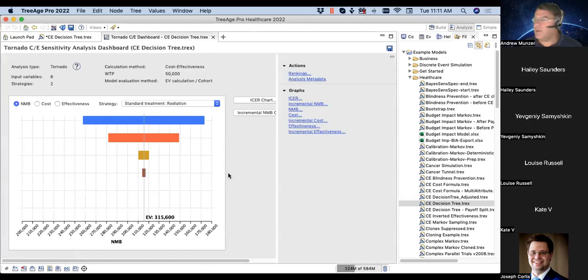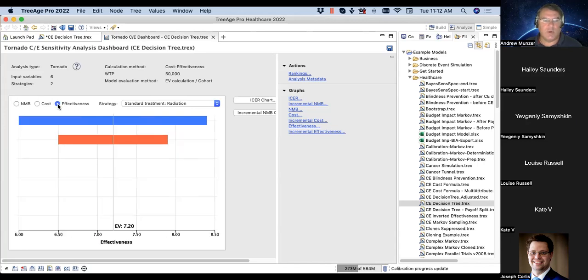And now you get another dashboard, right? It looks similar. It's got the description of what you ran, some information about the analysis itself, the same information about the model itself, and then a little further description of what tornado analysis is. And now we're seeing effectiveness, which I think is a good one to choose, because that's the easiest to understand.